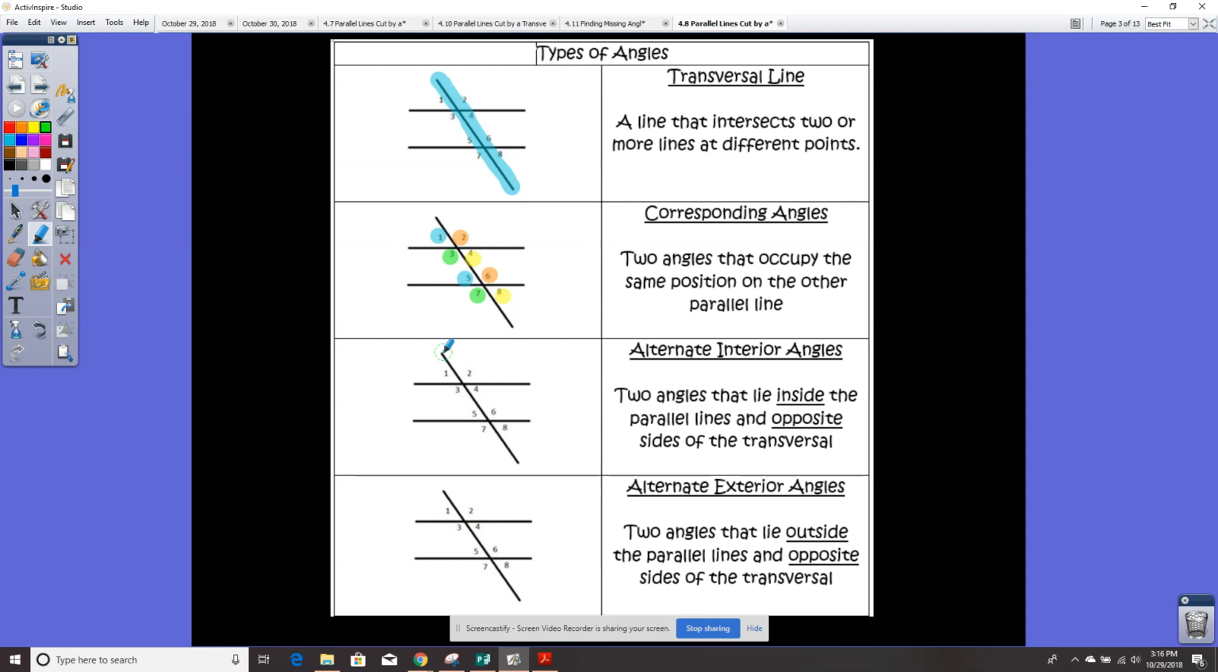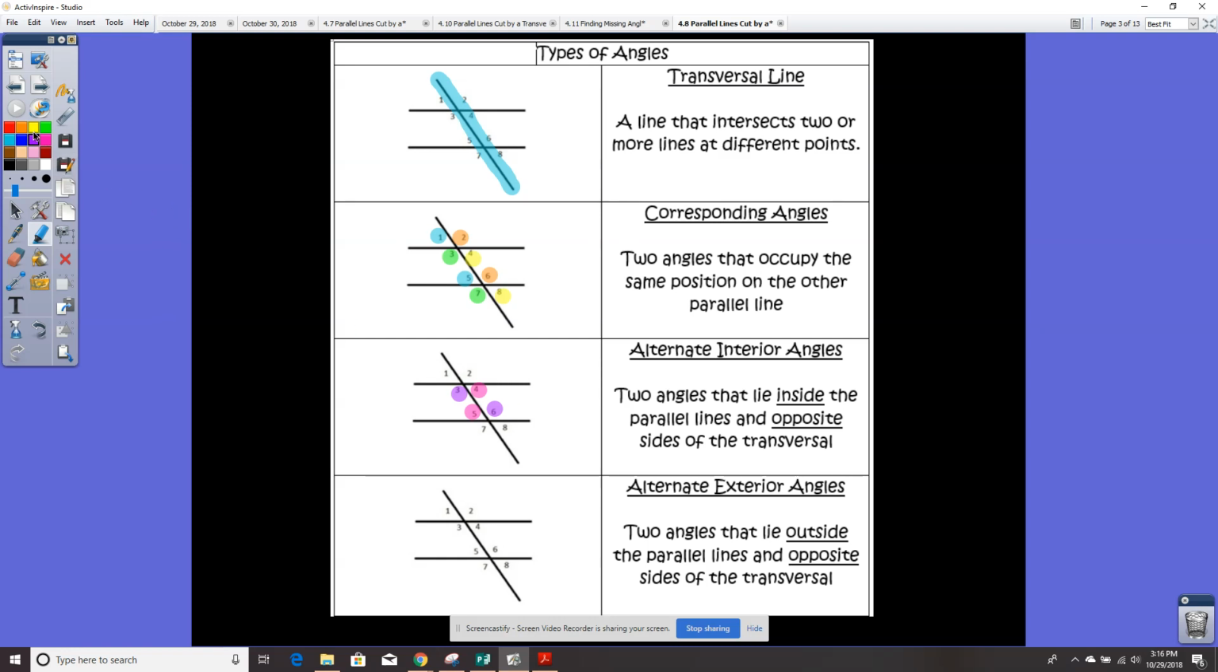Alternate interior angles are two angles that lie inside the parallel lines and opposite sides of the transversal. So 4 and 5 would be alternate interior. And then 3 and 6 would be alternate interior angles.